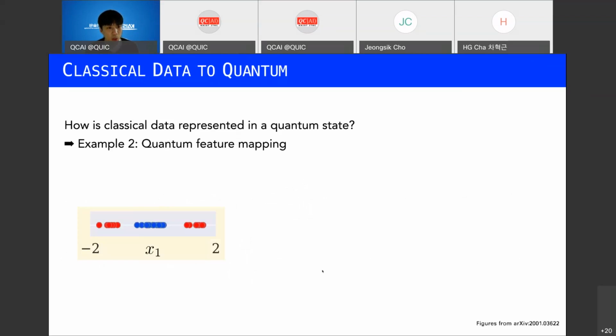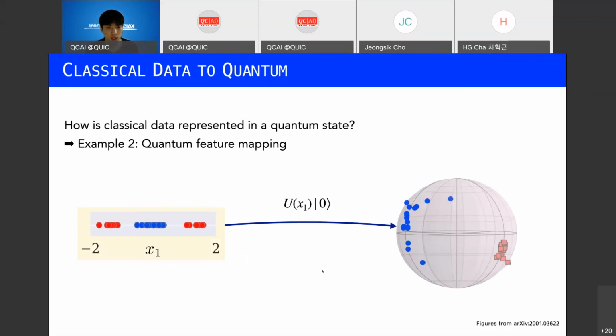And there is also what's called quantum feature mapping. Here we can define a unitary transformation and parameterize it using the classical data that we would like to encode into a quantum state. So for example, we're given one-dimensional data and we want to encode it into a qubit. We define some unitary transformation, and if we think about it visually, this one-dimensional data has been mapped onto a Bloch sphere, such that it becomes much easier to draw a hyperplane that separates this data.